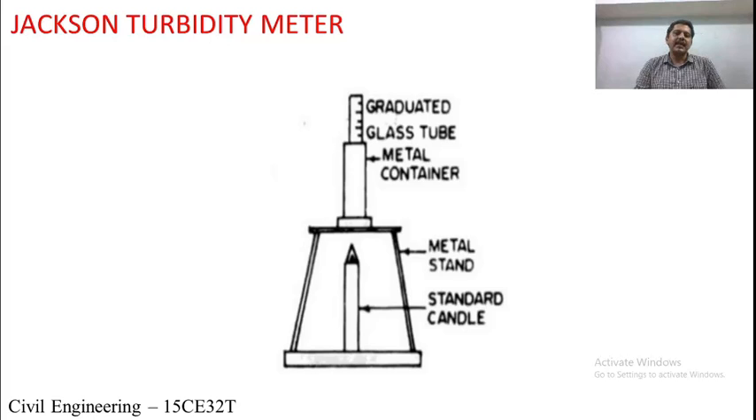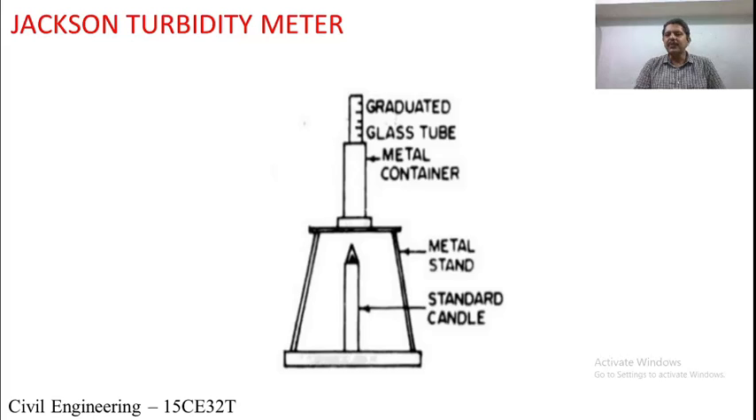It has a graduated glass tube at the top. It is placed in a metal container. At the bottom there is a metal stand and a standard candle is placed. So these are the parts of a Jackson turbidity meter. There is a candle at the bottom, there is a graduated glass tube at the top.